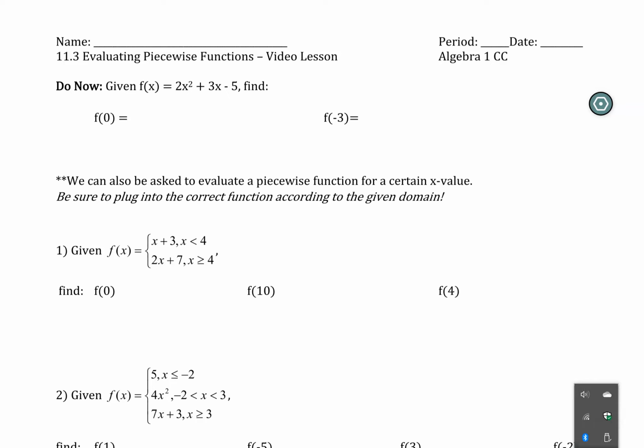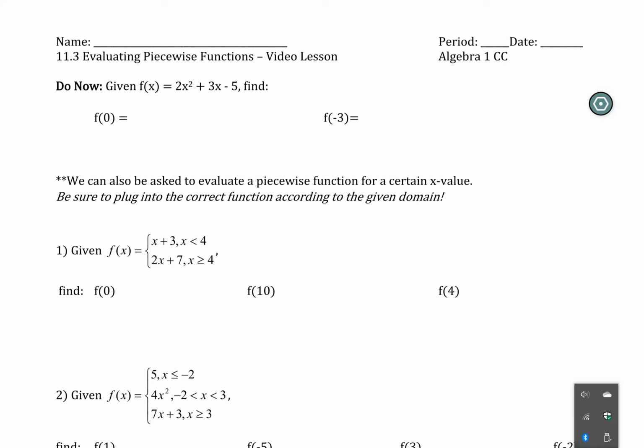Video lesson 11.3, evaluating piecewise functions. So when we're going to go through these piecewise functions here, sometimes we can evaluate them algebraically or graphically. In order to do that, let's think back for a second and think about what you would do if you were just asked to evaluate a function normally.